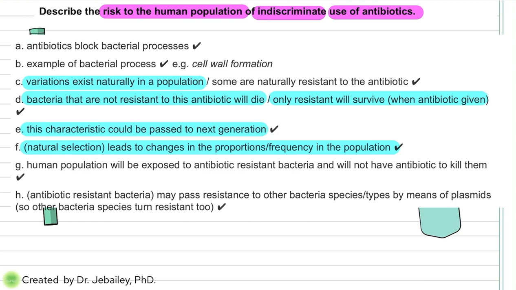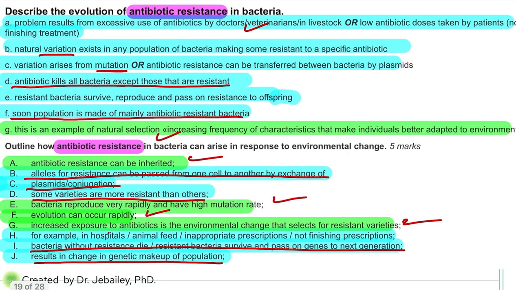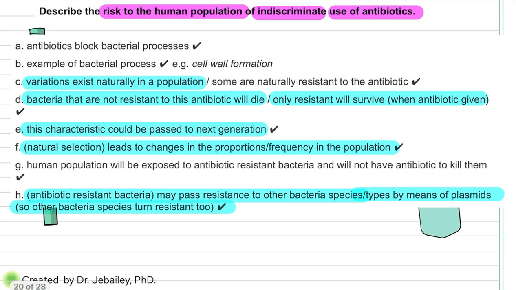And then, let's see, population will be exposed to antibiotic resistance and will not have antibiotics to kill them. Nope. Antibiotic resistant bacteria may pass resistance to others. Here, look, the antibiotic resistant bacteria may pass resistance to other bacteria species by plasmids. So this is also found in the mark schemes of the previous one. So out of these ones that you're seeing here, the blue ones are also found in the blue ones of these ones, even though the question looks different. So the only thing they have in addition here is that antibiotics block bacteria processes. That's basically saying antibiotic kills the bacteria.